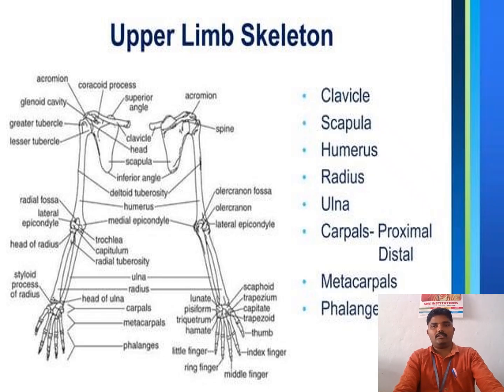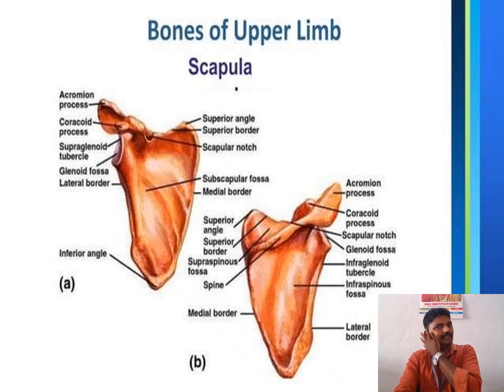Then the bones of the upper limb: the clavicle, scapula, humerus, radius, ulna, and the carpals, proximal to distal, then metacarpals and phalanges, on both sides. Then the scapula has an anterior surface and a posterior surface. The anterior surface is ventral, the posterior is dorsal. On the posterior surface is the spine of the scapula. This is the long spine. The front of the process is the acromion. Below it is the coracoid process.